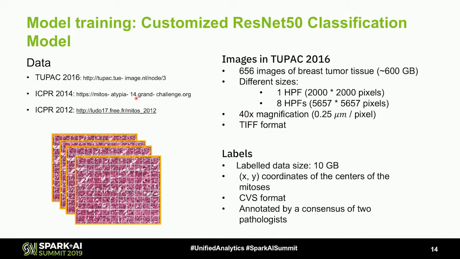Once we get the mitosis candidates, we can start to train a classification model to see which candidates are mitosis. So we use the data from three competitions: TUPAC 2016, and ICPR 12 and 14. Take TUPAC 2016 as an example: the total data size is about 600 gigabytes, but only 10 gigabytes of it has the labels for the mitosis. These labels are not pixel level. They only provide the center point of the mitosis. And the labels are annotated by 2 experts to keep good quality.